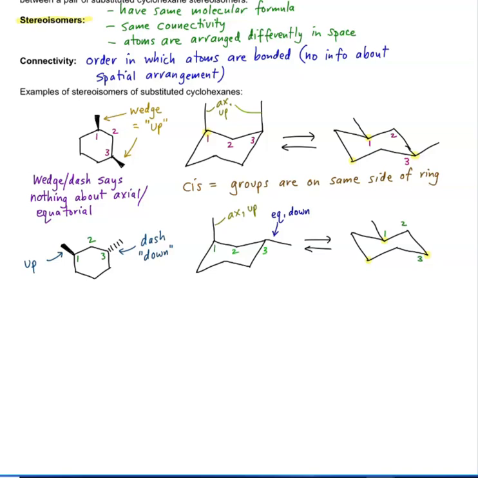So if we've done everything correctly so far, then at the template on the far right, the down bond at carbon 3 should be axial. And in fact, it is. Okay, so these would be the two chairs. This is an example of what we would call the trans isomer. One group is up, the other is down. So they're on opposite sides of the ring.